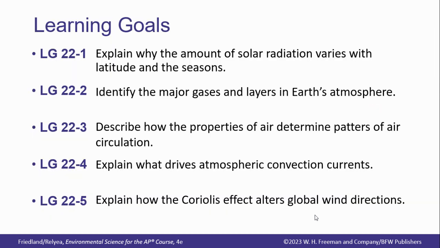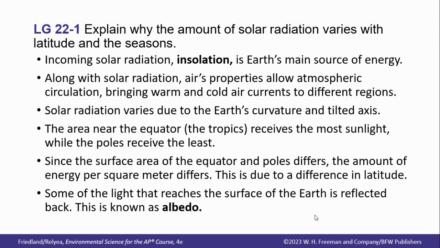So our five learning goals today are: explain why the amount of solar radiation varies with latitude and the seasons, identify the major gases and layers in the Earth's atmosphere, describe how the properties of air determine patterns of circulation, explain what drives the atmospheric convection currents, and explain how the Coriolis effect alters the global wind directions.